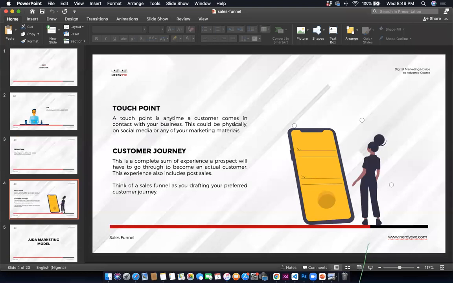A touch point is the first time a customer is hearing your name. For example, if this is the first time you're hearing about Neddy Eye, or hearing about some online news, this is your touch point. This is the first time you're getting to know me, the first time you're getting a feel of Neddy Eye's content, or of some online news I'm anchoring, a webinar or something.